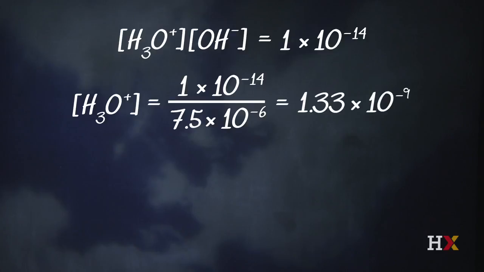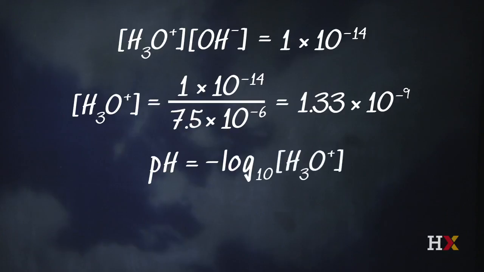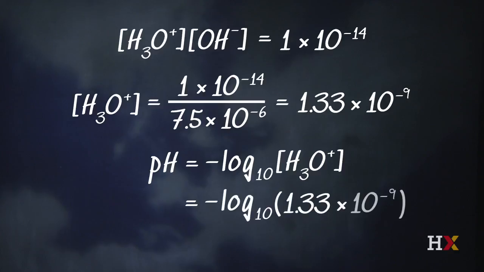But we want pH. And so we know now exactly how we're going to calculate the pH. That's minus log to the base 10 of the H3O plus concentration. So I have minus log to the base 10 of 1.33 times 10 to the minus 9. And that gives me a pH for that mixture of 8.88. And of course, a neutral solution has a pH of 7, so this is clearly a basic solution. The pH is increased from 7 to 8.88.